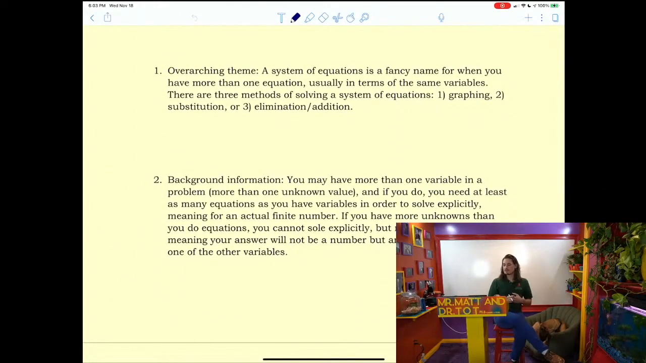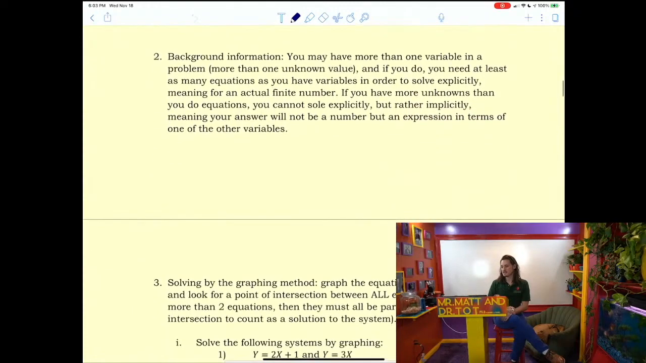Just to recap, the overarching theme here: a system of equations is a fancy name for when you have more than one equation, usually in terms of the same variables. There are 3 methods of solving a system of equations: 1, graphing; 2, substitution; and 3, the elimination method, which some people call the addition method, but it's the same concept. We're going to be going through these 3 methods today.